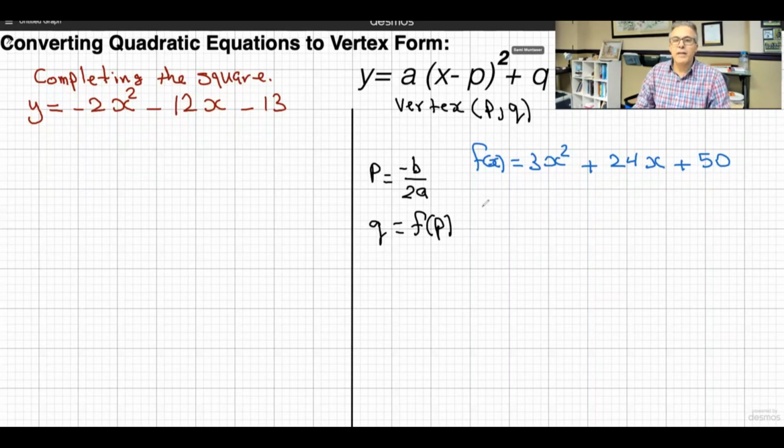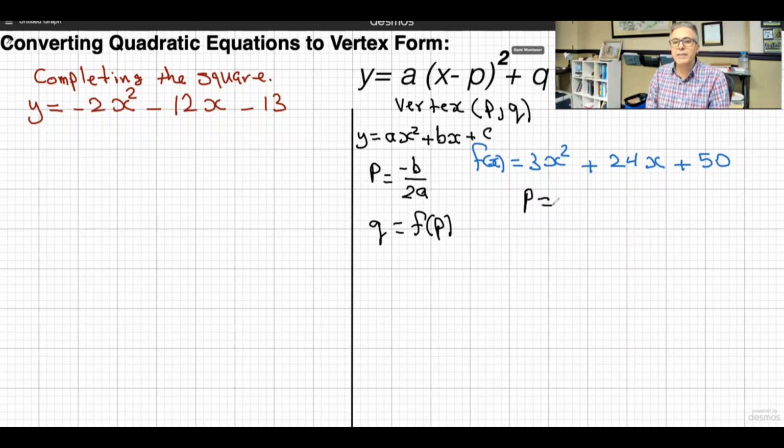All right. Now, maybe I'll write the equation in standard form for you so you know where this b and a and all of that come from. So the equation is y equals ax squared plus bx plus c. So that's the equation. So a here would be 3, b will be 24, c will be 50.